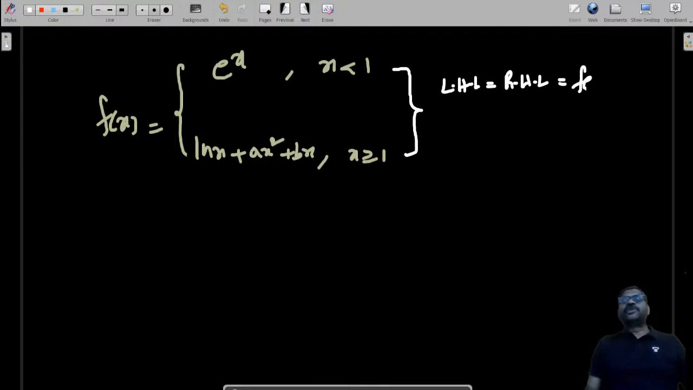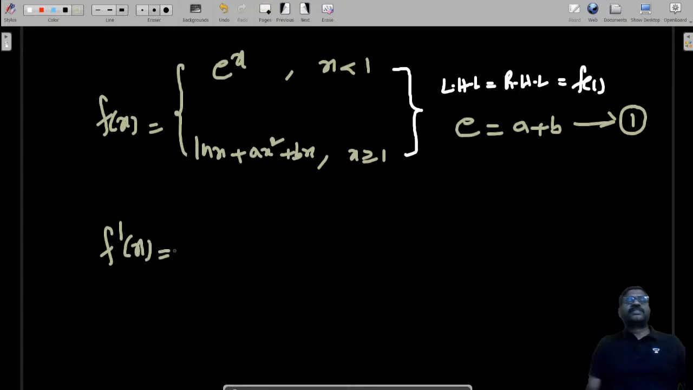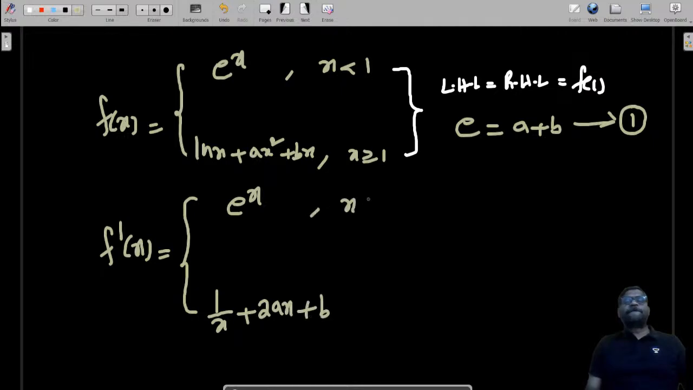Left hand limit equal to right hand limit equal to functional value at 1. e equal to log 1 plus a plus b. Call it equation 1. Now, f dash x is e power x when x less than 1, and when x greater than or equal to 1, differentiation of log x is 1 by x, plus 2ax plus b.